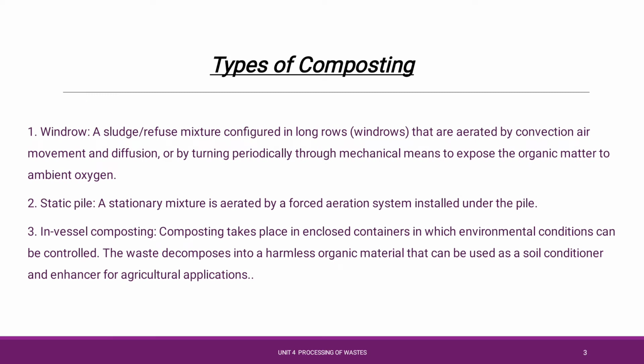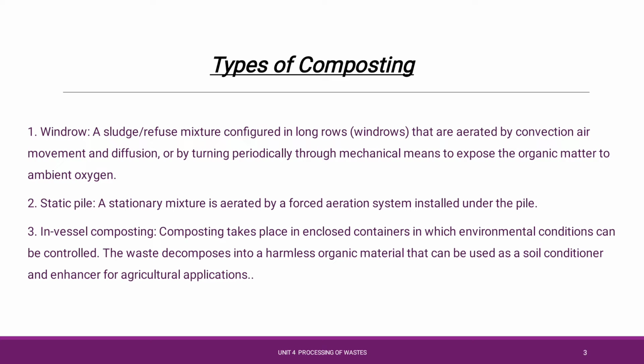The types of composting are windrow composting, static pile composting as well as in-vessel composting. In windrow composting, the composting process is usually done in a set of long rows so that the waste is aerated by the convection method of diffusing air into the waste mixture, so that the waste is oxidized aerobically and reduced to compost.